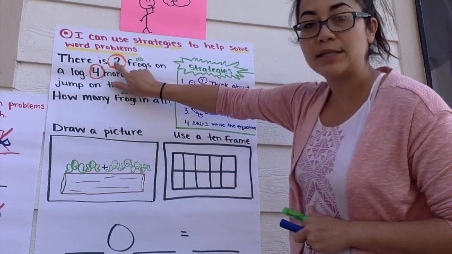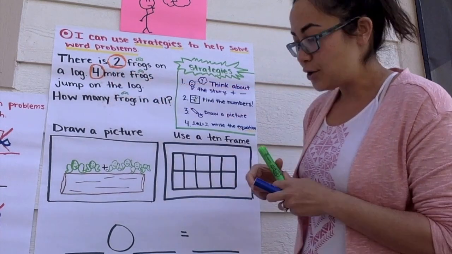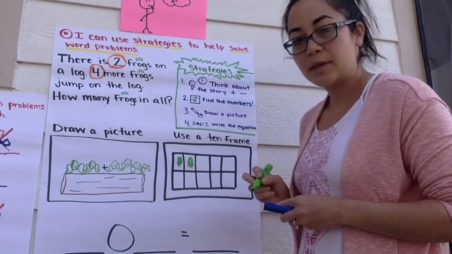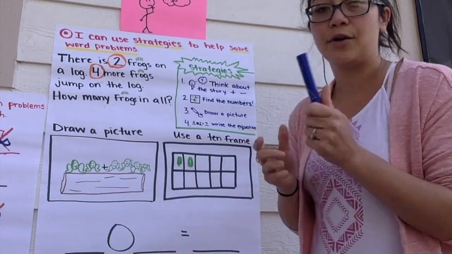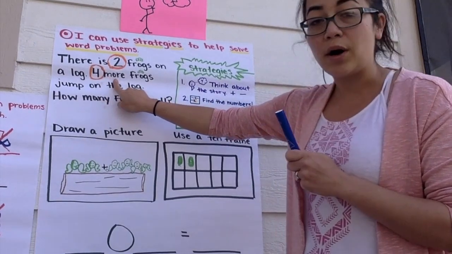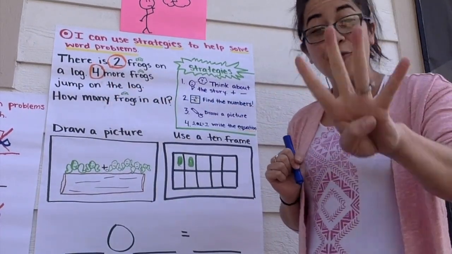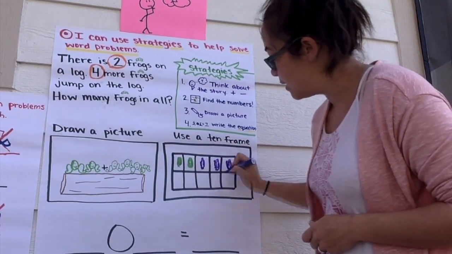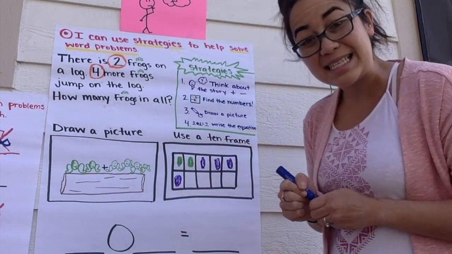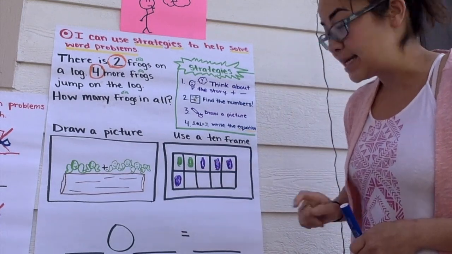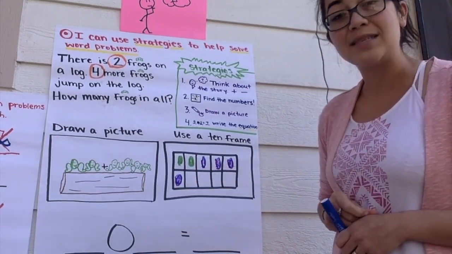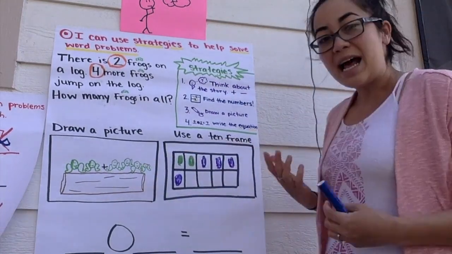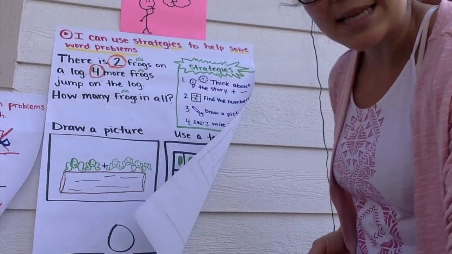So how many frogs did we start off with first? You're right, 2. So I'm going to put 1, 2. Then I'm going to change my color. 4 more jumped on, so I know I'm adding 4 more. 1, 2, 3, 4. Now I can see really easily on my tin frame, there's 5, 6. I have 6 frogs all together. So I drew my 2 pictures. Now the only thing left for me to do is to write my equation.